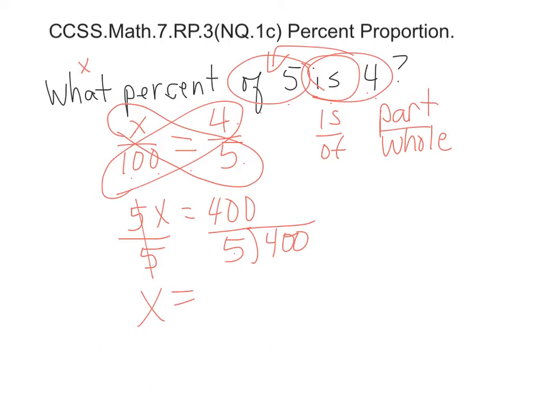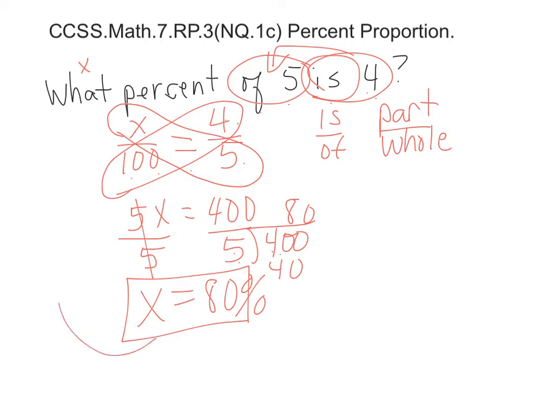So 5 goes into 4, it doesn't. 5 goes into 40 8 times. And we still have a decimal place, so it's 80. And that is 80%, because it's what is the 80 here. So x is here, so it's 80 over 100 equals 4 over 5.